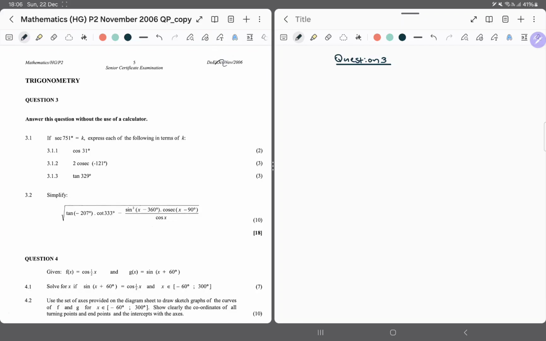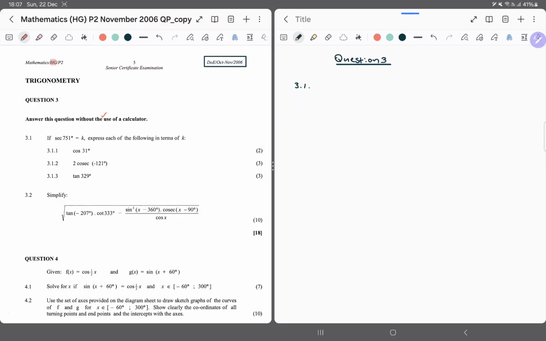Now we're going to look at this question. We have done the Euclidean section for this question paper. Please take note, it's a higher grade paper, meaning most of the questions will require some serious thought. Okay, so let's start with question 3. It says we are not to use a calculator. Not a problem. So this is 3.1.